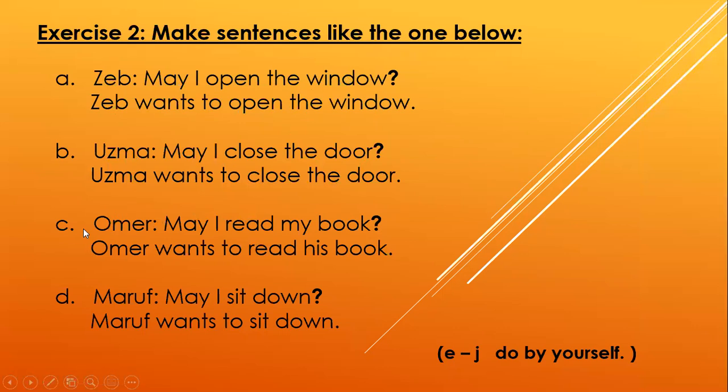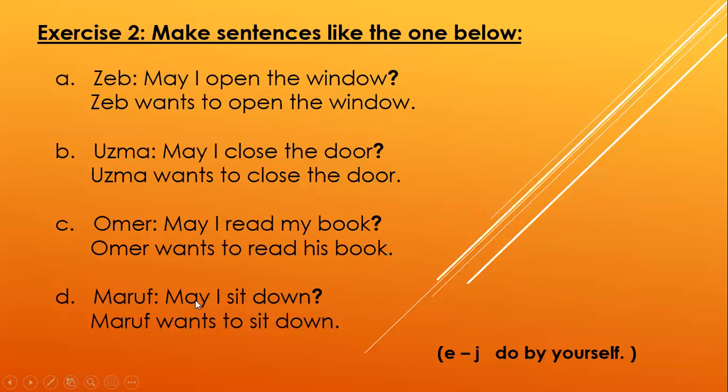Okay. Now C, Umar: "May I read my book?" How do you change it? Umar wants to read his book, because this is the direct speech. Here Umar is saying "my book". But when you are changing it into the indirect, then you write Umar wants to read his book. Okay.